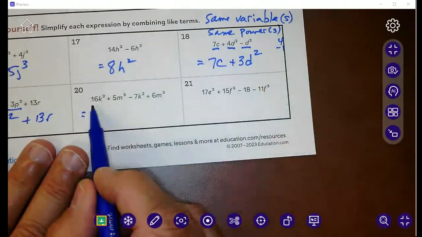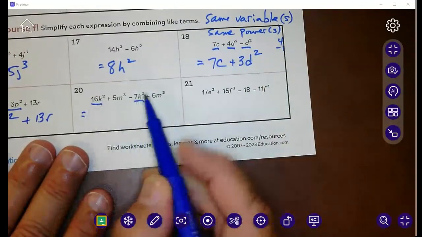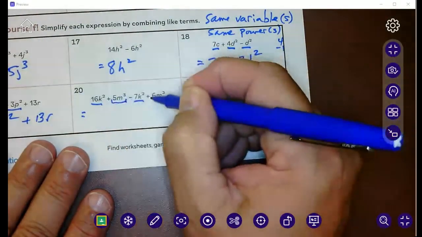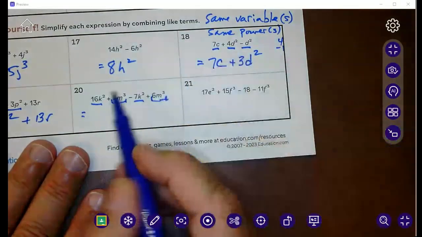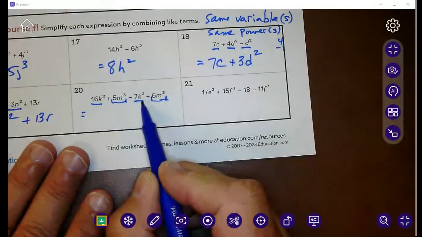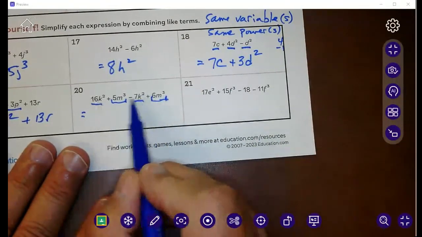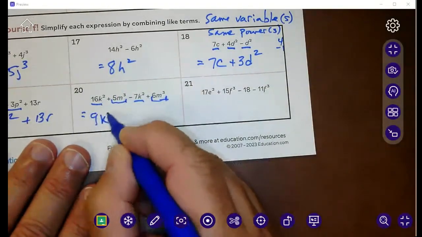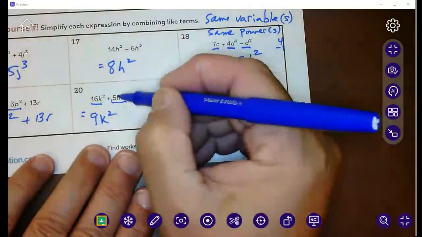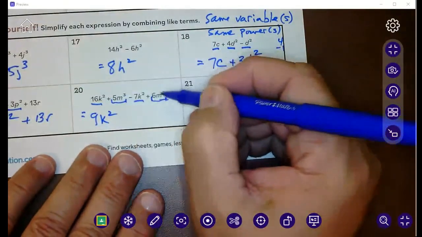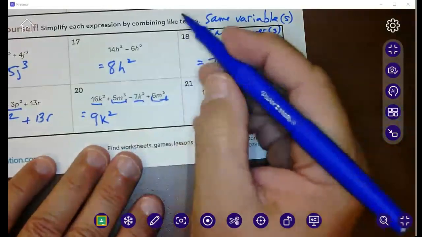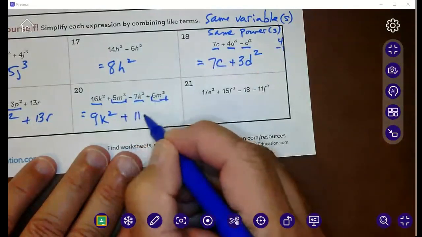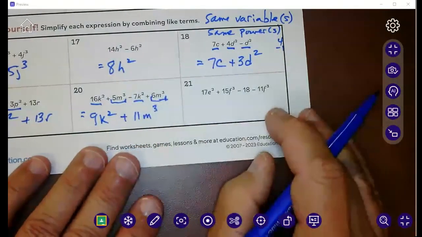On number 20, here we have some k squared terms, and we have some m cubed terms. 16k squared and -7k squared are like terms because they have the same variable to the same power. So we get 9k squared. And then 5m cubed and 6m cubed, those can be combined because they have the same variable to the same power. And so we get 11m cubed.